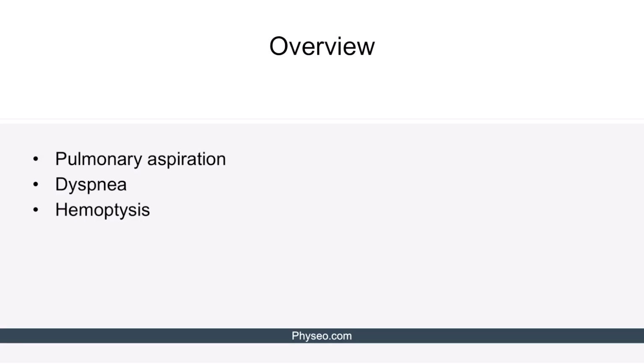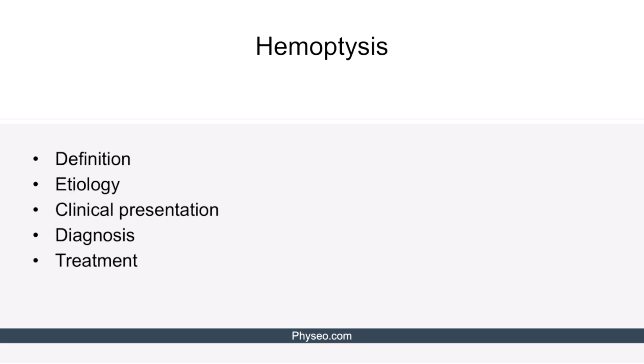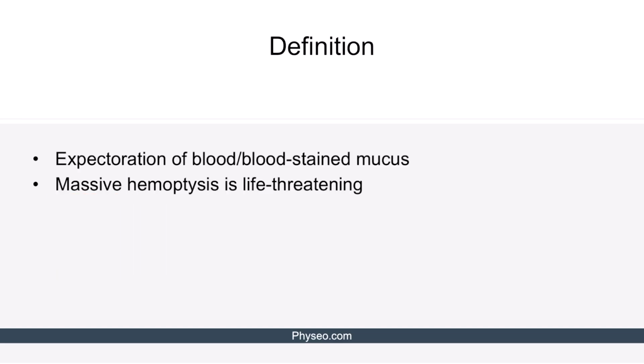As we are done with dyspnea, let's discuss hemoptysis. In this section, we'll discuss definition, etiology, clinical presentation, diagnosis, and treatment of hemoptysis. Hemoptysis is defined as the expectoration of blood or blood-stained mucus from the larynx, bronchi, or lungs. The primary danger with hemoptysis is choking, not blood loss.